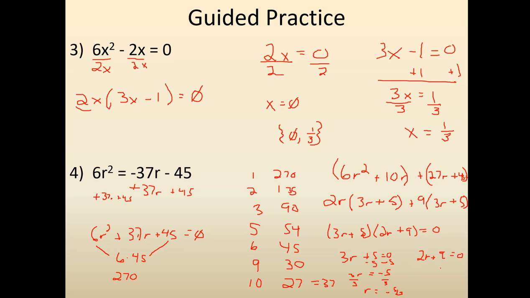I want to keep it in the fraction form. Over here, subtract the 9 to the other side. 2r equals negative 9. Divide both sides by 2. And I get r equals negative 9 halves. So my final solution for this will end up being negative 9 halves, negative 5/3. And like I said, we could double check, plug these numbers into here, and see if we get the same number. Basically, we want to end up getting something like 5 equals 5.